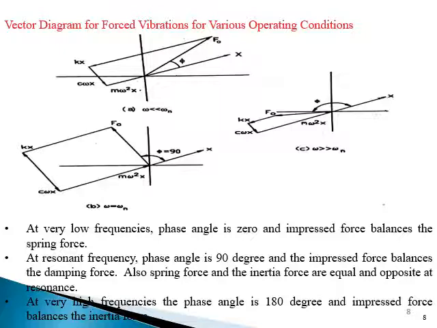And second case, when omega is equal to omega n and the phi angle becomes 90 degrees, this condition is known as the resonance condition.